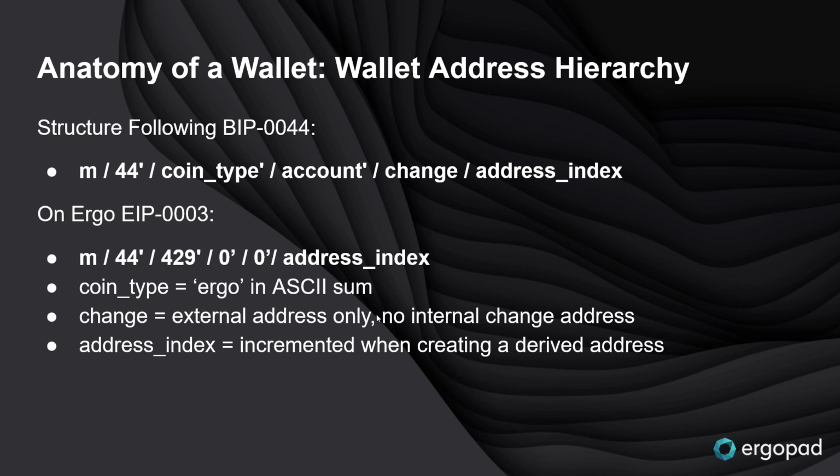And the address index is incremented when creating a derived address. A derived address is what you can do in your wallet when, even though it's the same wallet, you can have multiple addresses within it. You'll have a main public key, but then from it you can create sort of sub addresses that are still considered part of the same wallet. And the account type isn't used in Ergo, that section.